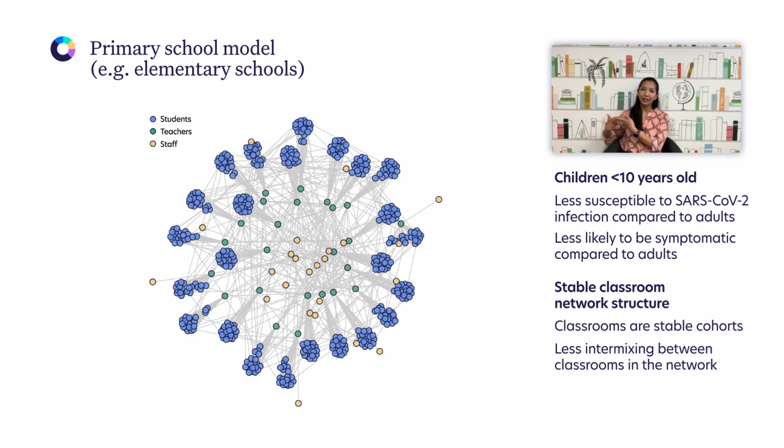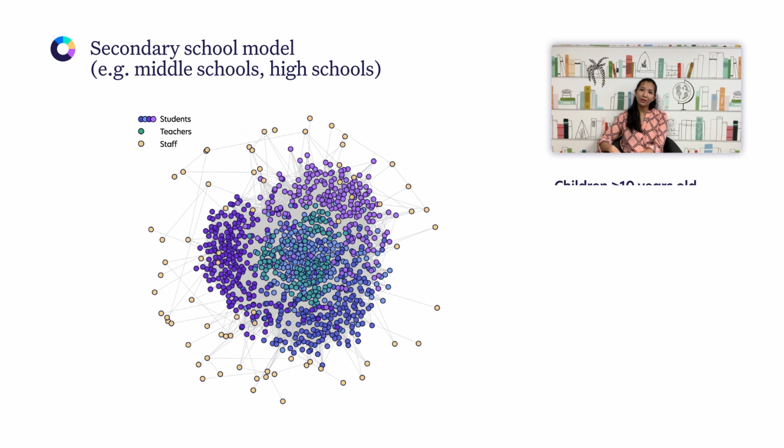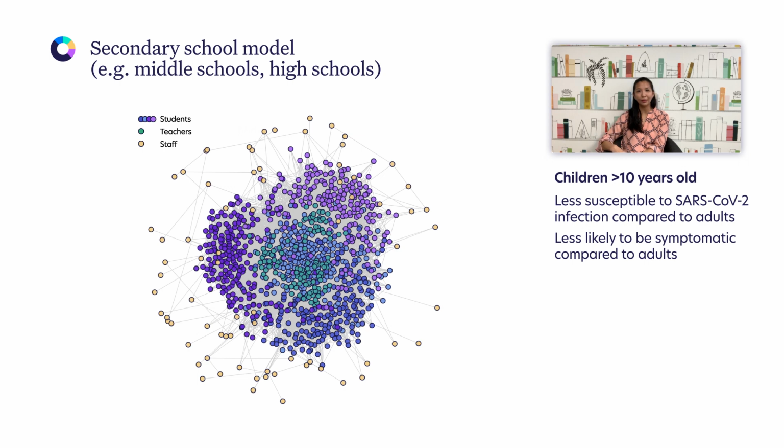In contrast, when you look at the secondary school model, we know here that there are children over the age of 10. These are adolescents that are preteens or teens. And we know that these individuals are more like adults when it comes to their susceptibility for SARS-CoV-2 infection, as well as their likelihood to show symptoms if they do become infected. So that was built into the secondary school model as a parameter.